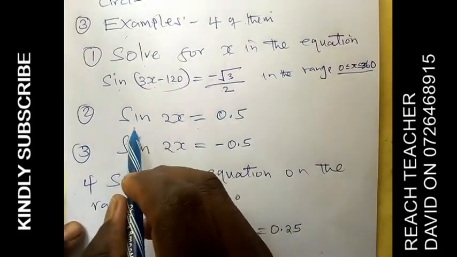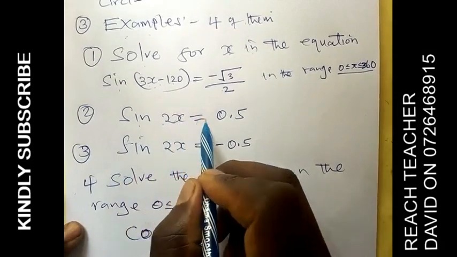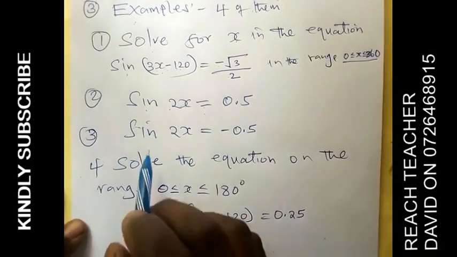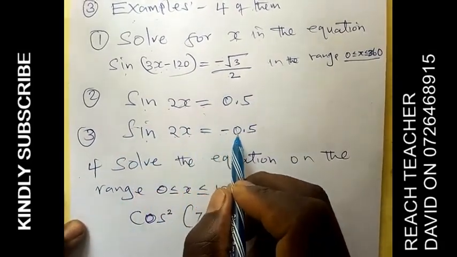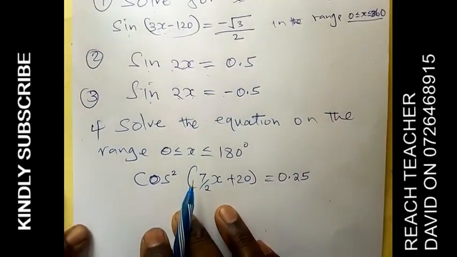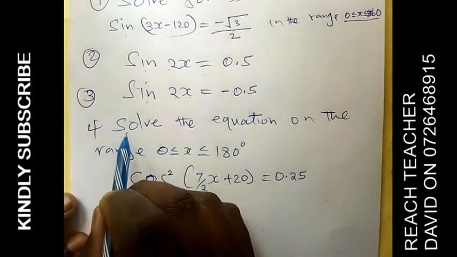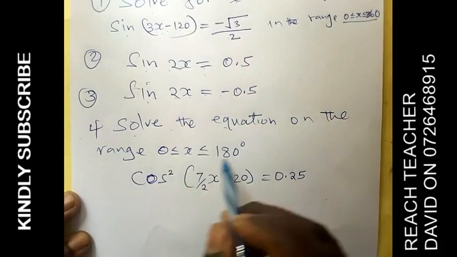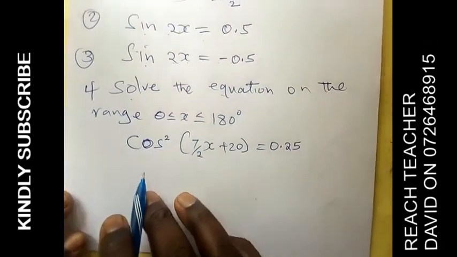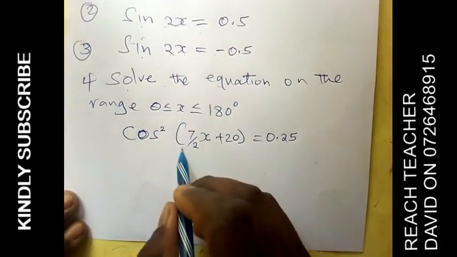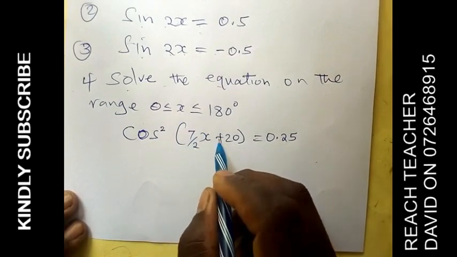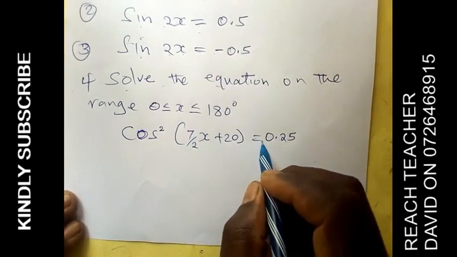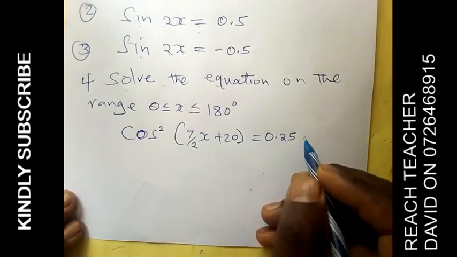We will do the second example, sine 2x equal to 0.5, sine 2x equal to negative 0.5, and then the last example we will do is solve the equation on the range, this range, cos square of the bracket 7 over 2x plus 20 equal to 0.25.